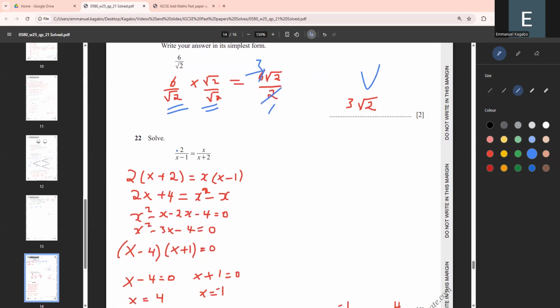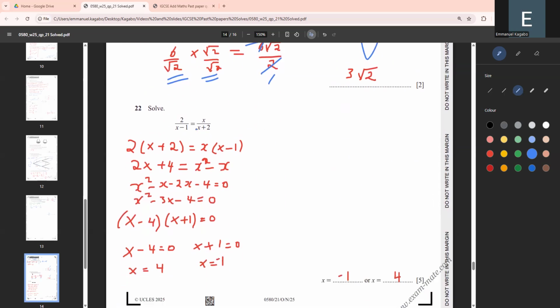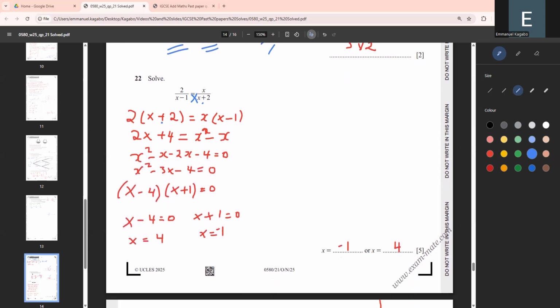Okay. Solve this equation. I need to cross multiply. Then we'll give this 2 bracket x plus 2, then x into x minus that. So when I open the bracket, I'll get 2x plus 4 equals x squared minus x. Collect like terms. I take everything to the other side. So it will give me x squared minus x minus 2, then minus 4 equals 0. That gives me x squared minus 3x minus 4 equals 0.